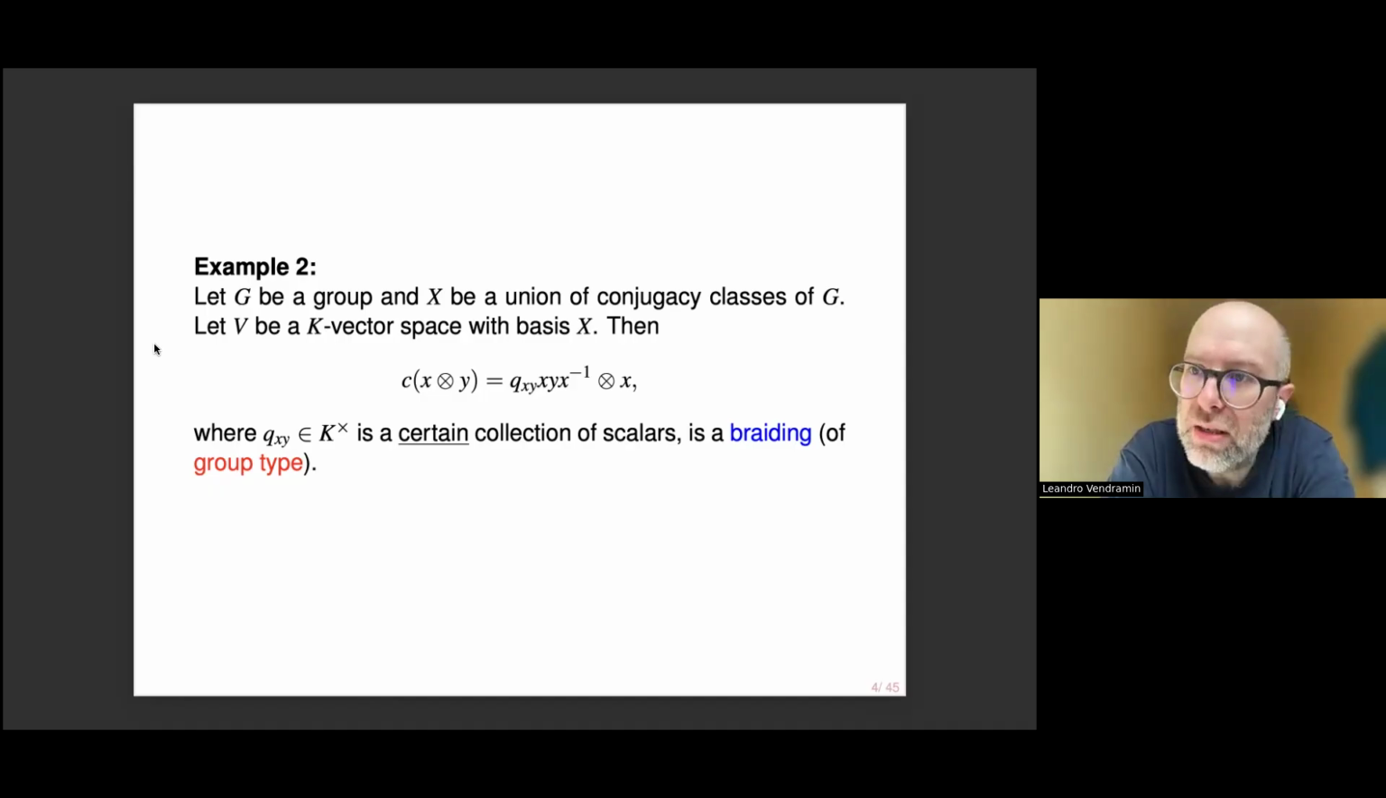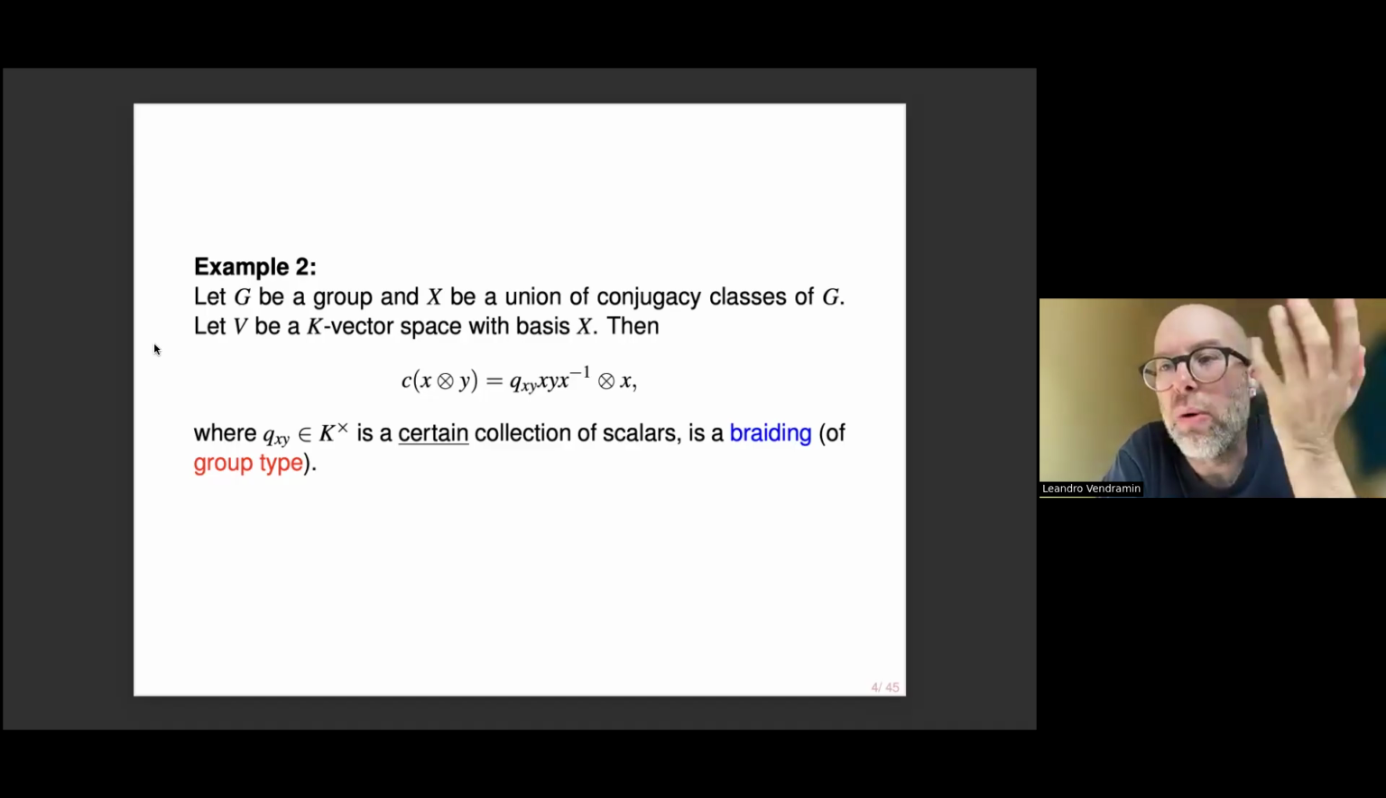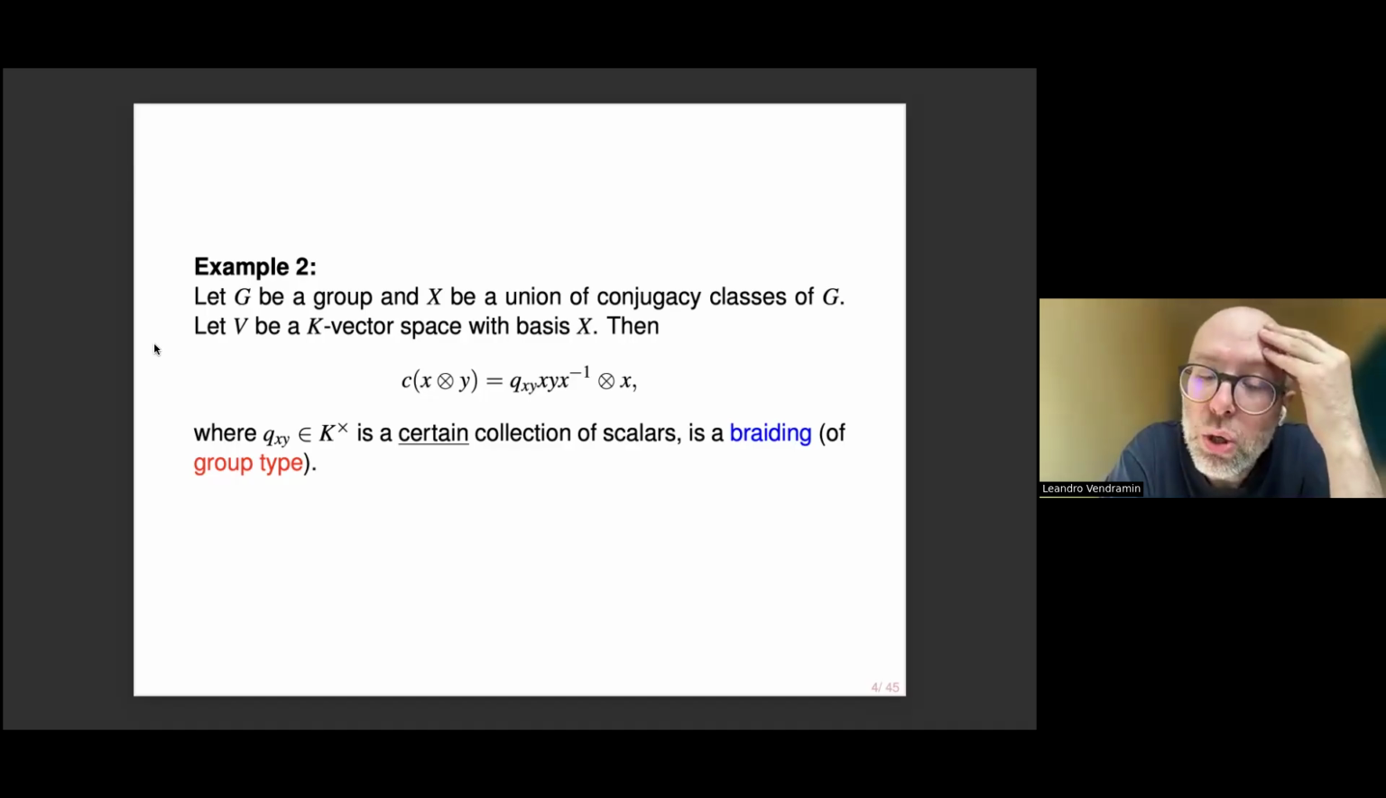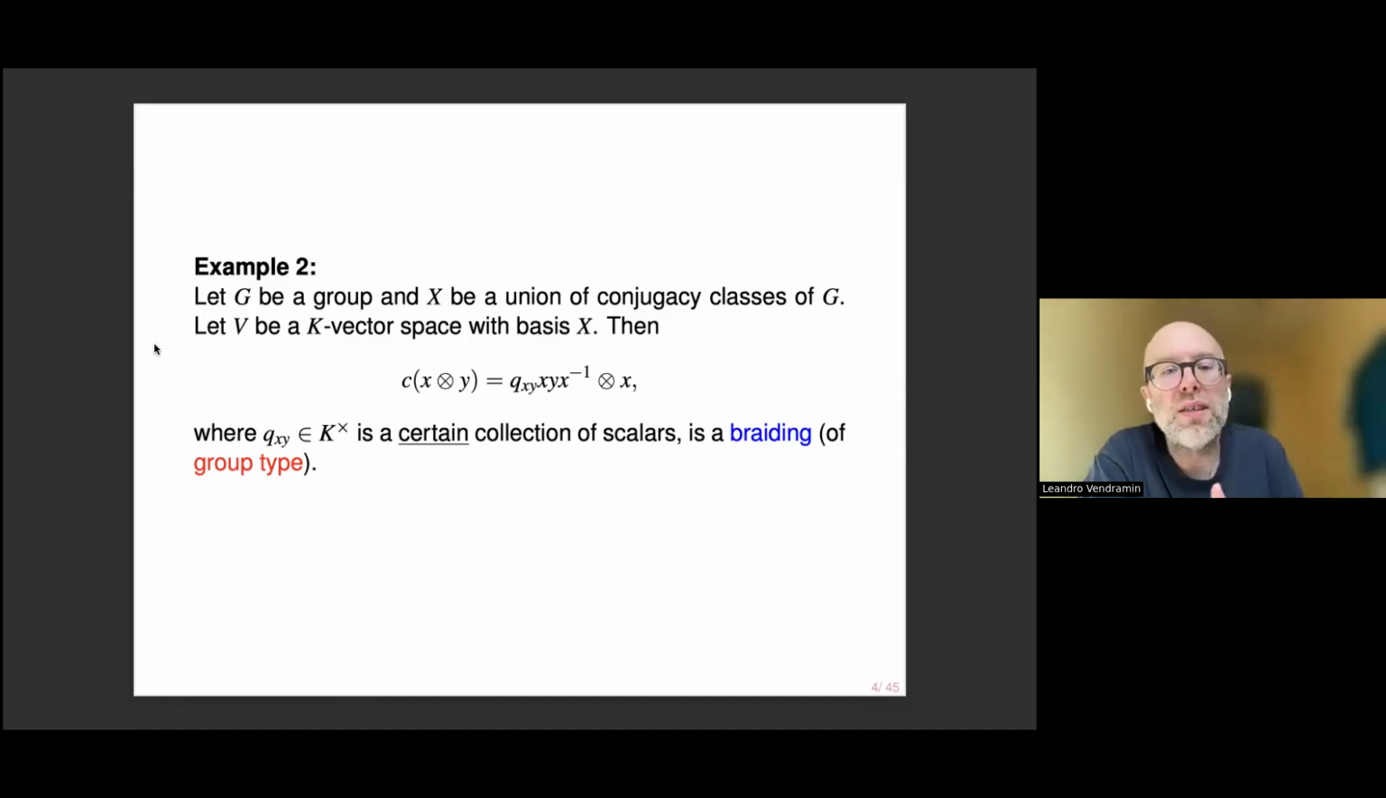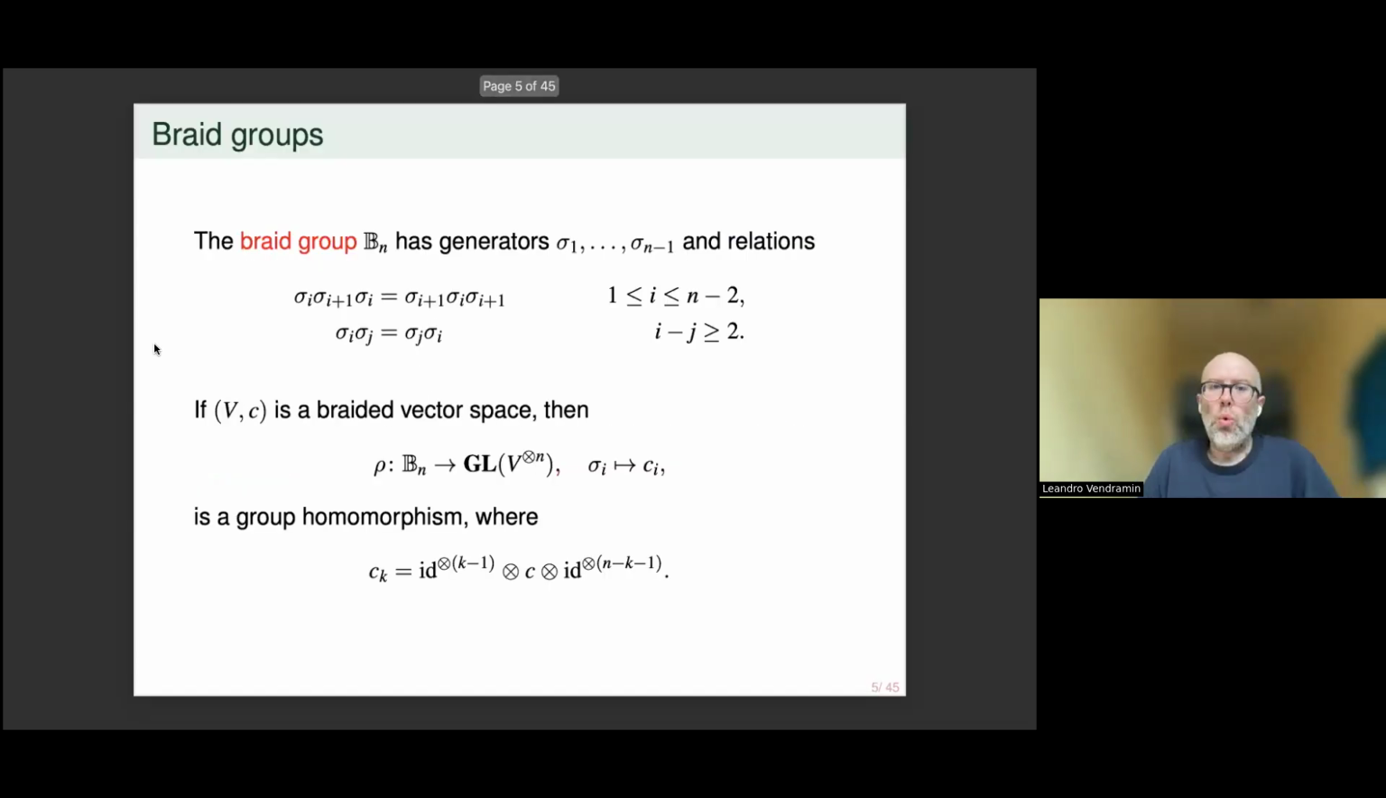And again, you can twist somehow a bit with some non-zero scalars to produce other braidings. This is different from the case that I discussed before, because it's not that any collection of non-zero scalars will give you a braiding. There are some equations that need to be satisfied by the q's, but in any case, once you fix a union of conjugacy classes of a group, then you have a lot of braidings that you can consider. All these are known as braided vector spaces of group type. Okay? Now, what can you do with them?